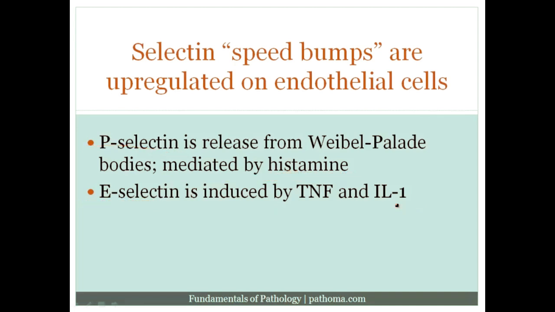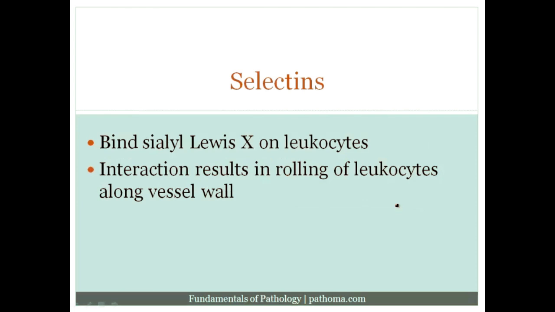Now, beyond the upregulation of selectin on endothelial cells, it's important to note that the selectins are actually going to bind a molecule on the leukocytes, on the neutrophils, which is Sialyl-Lewis X. We do have to know that molecule. So that it's Sialyl-Lewis X that actually is going to specifically bump into the selectins and allow for the rolling of the neutrophils. Now, this interaction results in rolling of the leukocytes along the vessel wall, as I've already explained, which sort of then slows down the neutrophil.